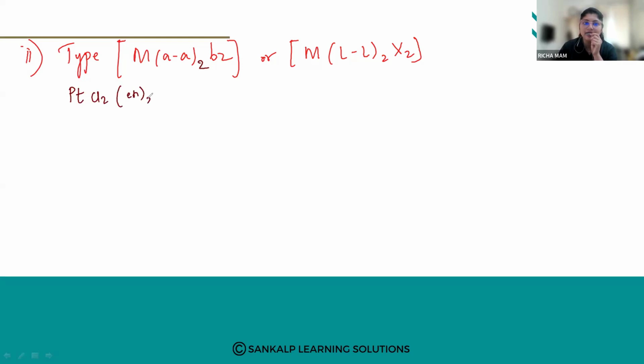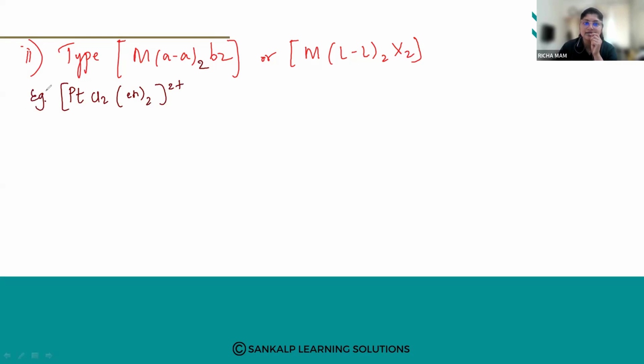So type MAA2B2, or you can consider it as ML2X2. What is it? You have bidentate ligands which are two in number, and your monodentate ligands are two in number. So total coordination is what? It is 6. So platinum, Cl2, and ethylene diamine 2. Okay, so this is the example.